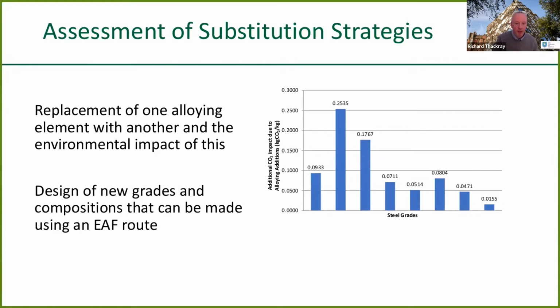Next slide, please, Michael. We can also extend this in any number of ways, and this was some work we did some time ago that looked at calculating the additional CO2 impact of alloying additions for a number of advanced high-strength steels. And so we could quantify the impact of substitution. If we wanted to substitute a particular element or a particular ferroalloy in this advanced high-strength steel, we could calculate the environmental impact of what that change and that substitution would be. This helps us inform decisions regarding new grades and maybe new compositions that can be made by a particular steelmaking route. Next slide, please.